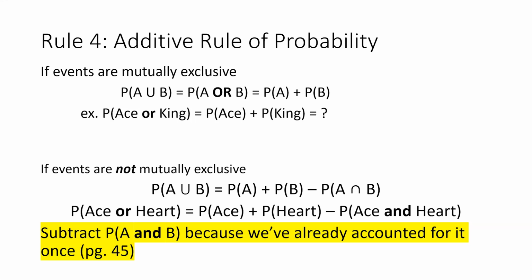So in the probability of an ace, yeah, and good job. Yeah, 16 out of 52. So we have the probability of an ace is 4 out of 52, the probability of a heart is 13 out of 52, minus ace and heart, which is a single card, the ace of hearts. And we get 16 out of 52 is our probability.